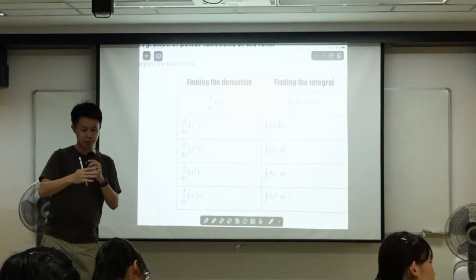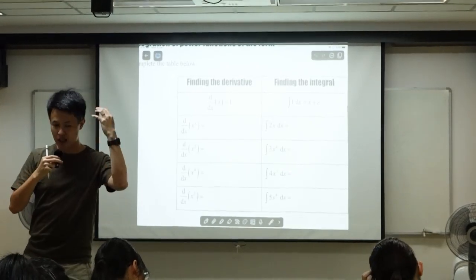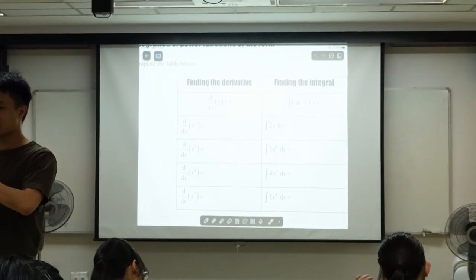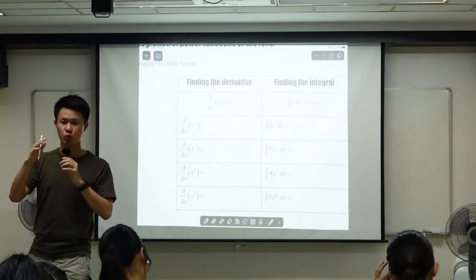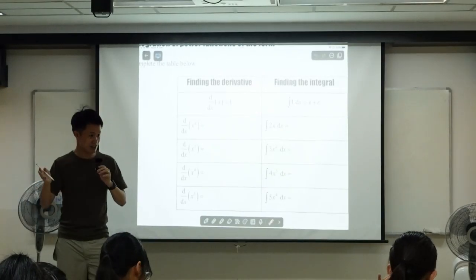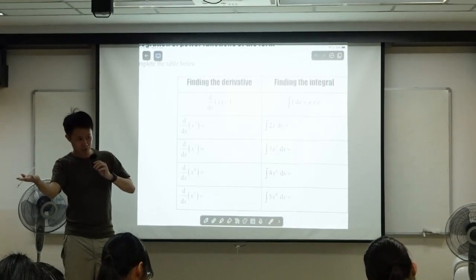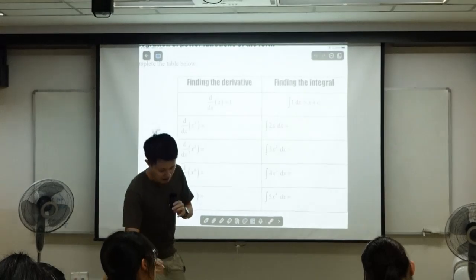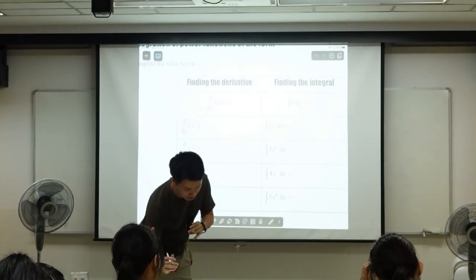But I have to add the plus c behind, because the last lesson we said that there's always a constant behind. Remember, sometimes you differentiate 2x plus 3, then your answer is only 2. Where did the 3 go? I give you an example here. Why is there a need for c?